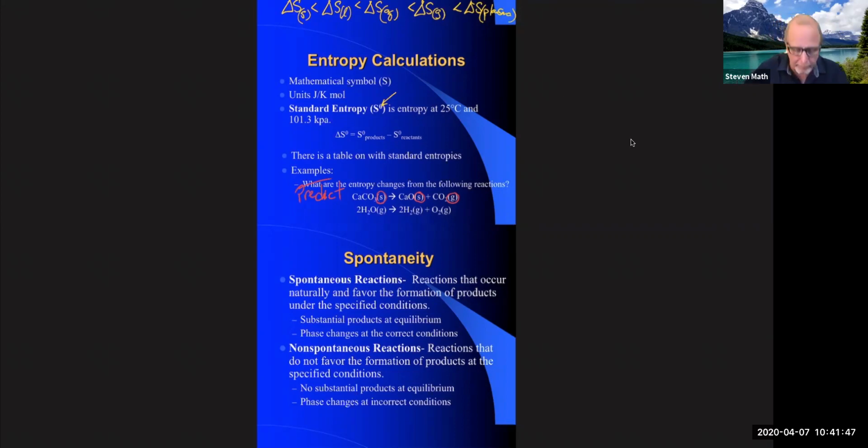Also look at the number of particles. You're going from 1 particle on the reactant side to 1 and 1, 2 particles on the product side. So we would predict a positive delta S. Now, why is it delta? Because this entropy is constantly changing. It's not static. It's always increasing or decreasing.